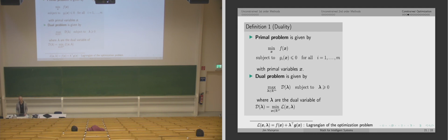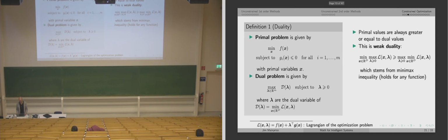So what is then strong and weak duality? The first point is that primal values are always greater or equal to dual values. And the second point, the notion of weak duality, is that minimizing the maximizer of the Lagrangian with respect to the dual variable is always greater than maximizing with respect to the dual variable the minimizer of the Lagrangian.